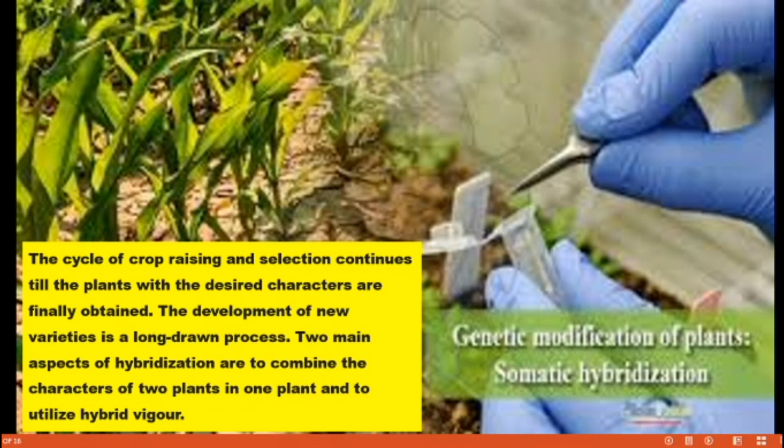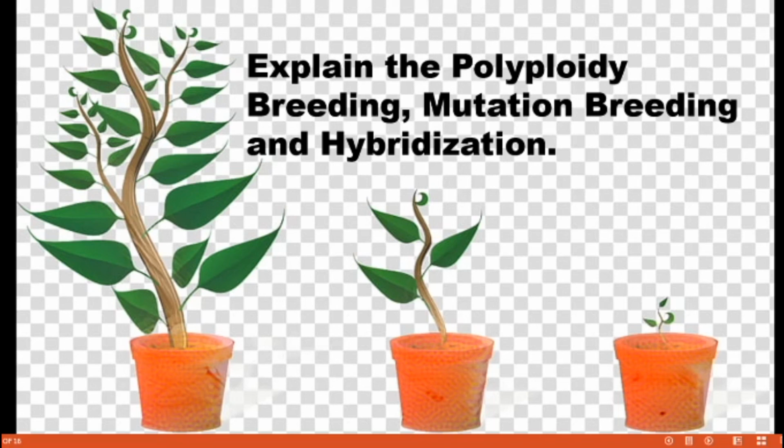The two main objectives of hybridization are to combine the characters of two plants in one plant and to utilize hybrid vigor. It means two plants are taken. We collect the information about which plant is very good, which character is very good. They will make it one plant. That we call a hybrid plant.